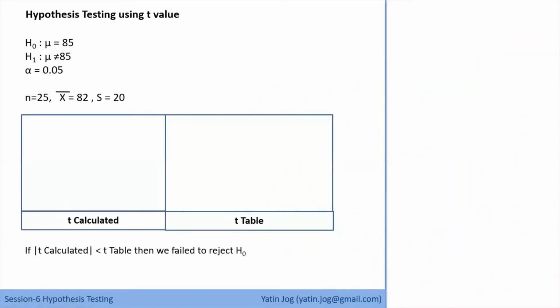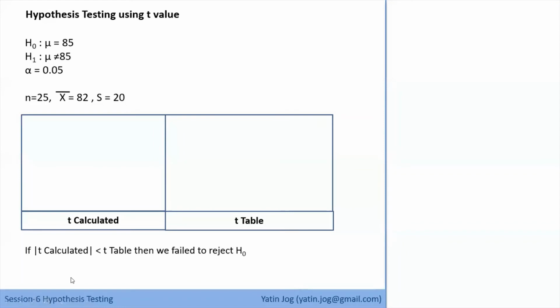The next method is hypothesis testing using the T value. So I'm considering the same problem. Mu equal to 85 is my H naught. Mu not equal to 85 is my H1. Alpha is 0.05, and I'm considering 25 points in my sample. My mean is 82 and standard deviation is 20. The rule remains the same: if T calculated is less than T table or T critical, then we fail to reject H naught.